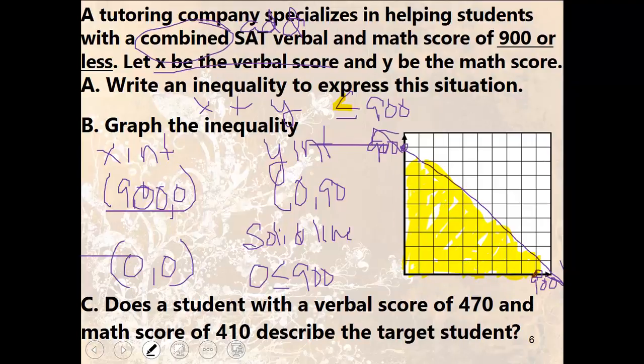So now they want us to look at a student with a verbal score of 470. Let's make this verbal down here. It doesn't matter with this. And this is math here. So I need 410, 100, 200, 300, 400, and then 470. 1, 2, 3, 4. So here it is. Is it in the shading? So would this be a target student? Yep, it does describe the target student.